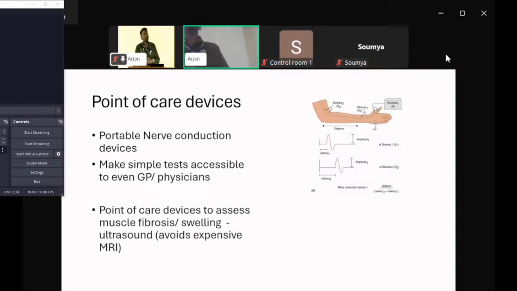Those devices can be converted into a very small platform, which can be distributed everywhere, and can be used not only by the neurologist but even at the level of general physicians. So we are decentralizing healthcare. We can have a lot of changes if we bring down the cost of these devices and make them more accessible to the general public and general physicians. Other point-of-care devices, like ultrasound, can look at muscle fibrosis or loss of muscle. These can have a lot of applicability in avoiding some major investigations altogether.